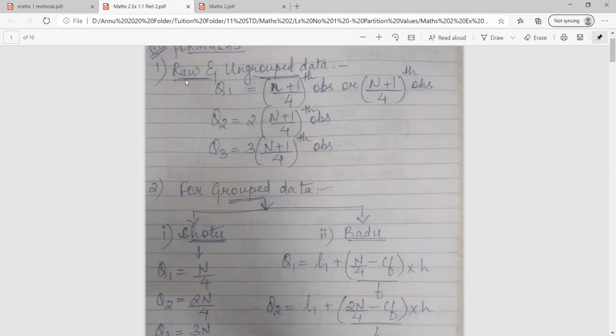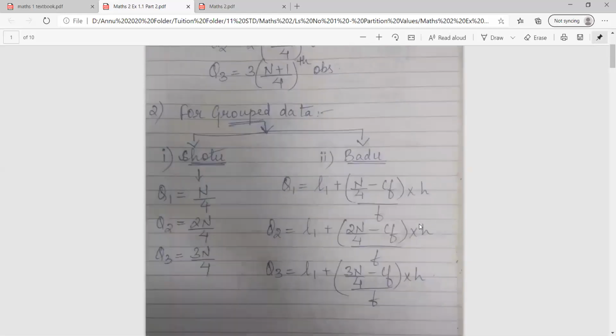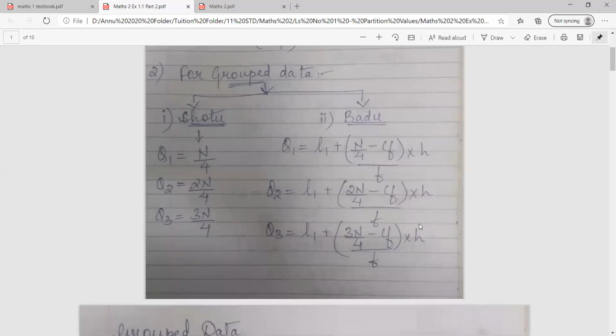As you can see, class, for raw and ungrouped data, the formulas for calculating the three quartiles are: Q1 is (n plus 1) upon 4th observation. Same for ungrouped data, in place of small n, we substitute capital N, that is the total of frequency. Similarly for Q2, 2 into (n plus 1) upon 4th observation, and for Q3, 3 into (n plus 1) upon 4th observation. Now today, class, we'll be moving forward and doing sums on grouped data.